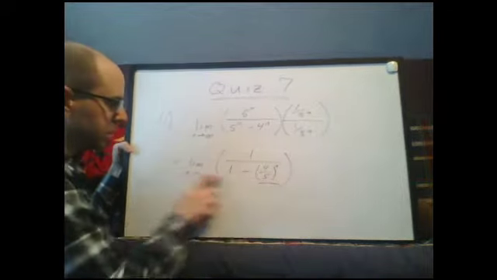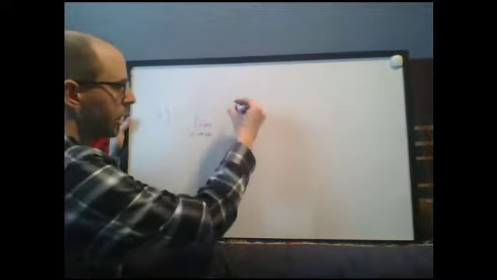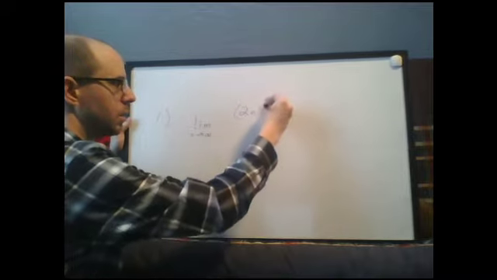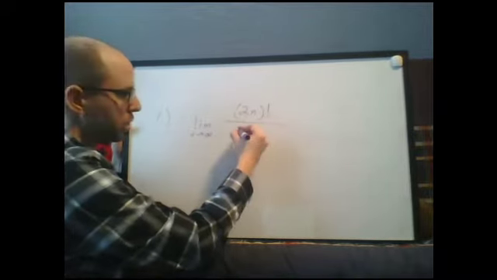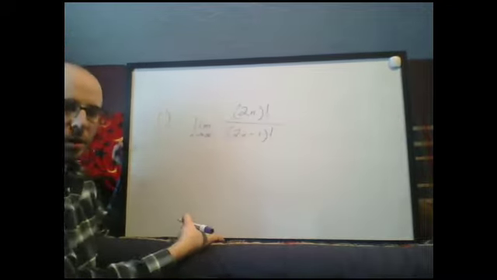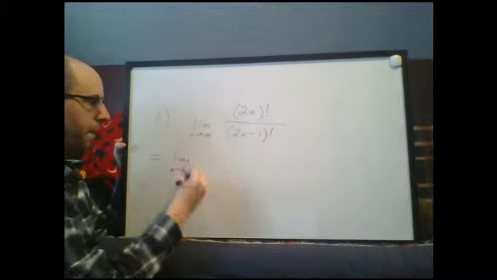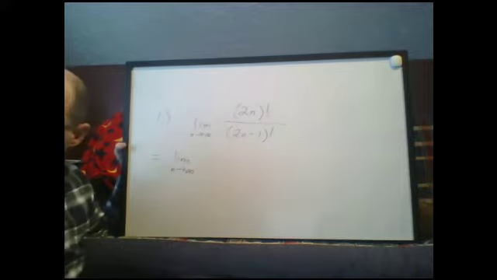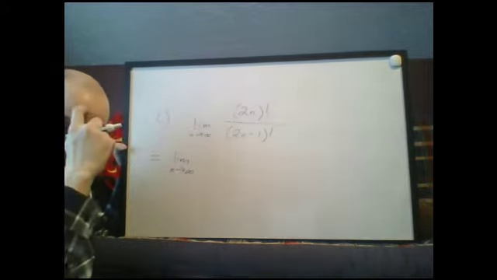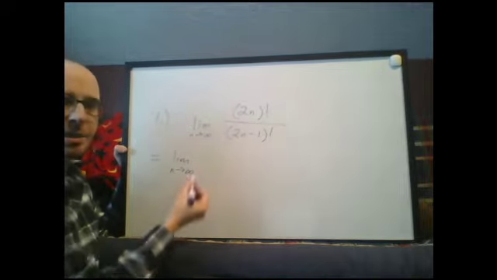All right, so next problem, it's a different sequence involving factorials. So now we're looking at 2n factorial divided by 2n minus 1 factorial. The way you simplify a quotient of factorials is you look at the fraction and figure out which one has the larger factorial. In this case, that's the top.